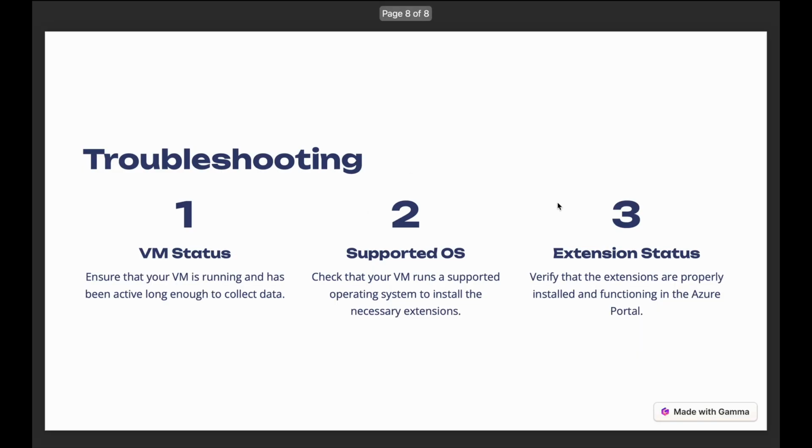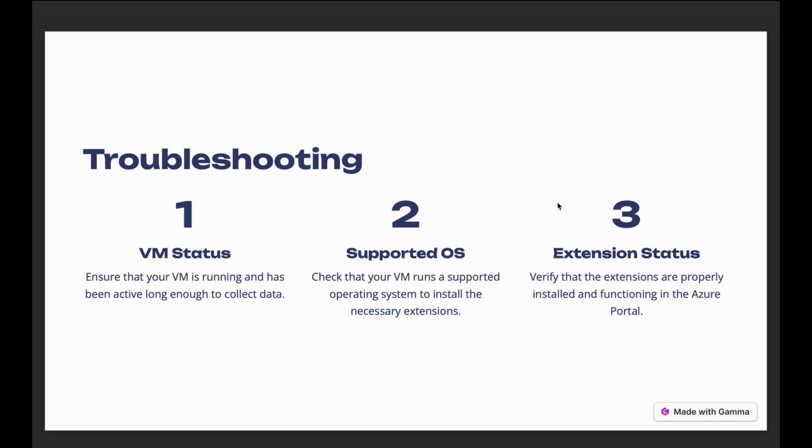Next we have the troubleshooting steps. Whenever we face issues like the VM Insights feature not getting enabled or the agent not getting installed, we can follow some pre-steps. We need to check if the VM is running and has been running long enough to collect data. Also, we need to check that the operating system is supported by the agent. You can go to the respective virtual machine's page, and in the extension section you can see whether the agent is properly installed or not.